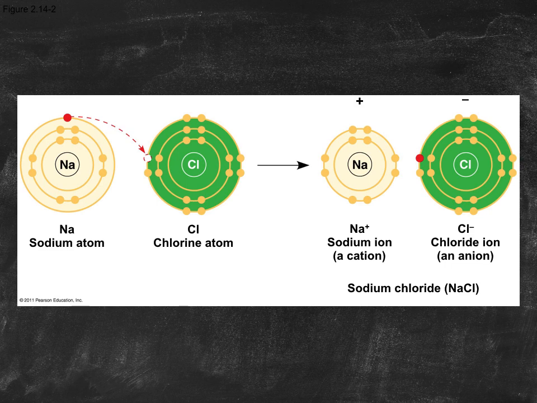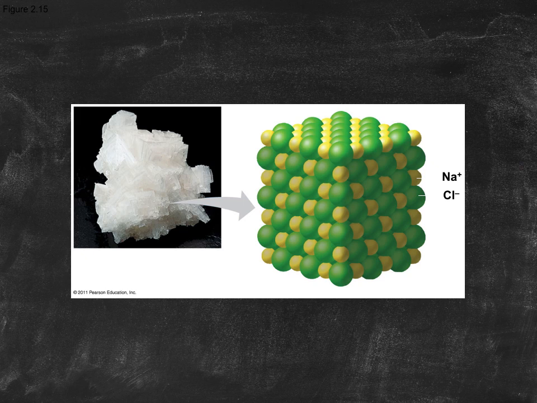An ionic bond is the bond that's formed when there's attraction between an anion and a cation. Compounds formed by ionic bonds are called ionic compounds or salts. Salts, such as sodium chloride, are often found in nature as crystals. So here we have an example of a sodium chloride crystal.